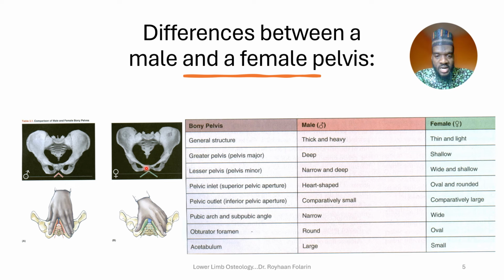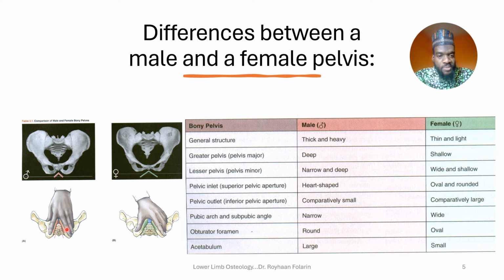There is the pubic arch and the subpubic angle. So the arch and then the subpubic angle. The arch is usually narrow in males.